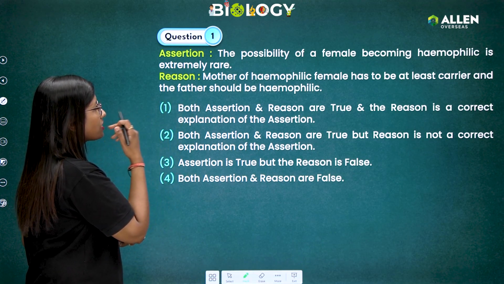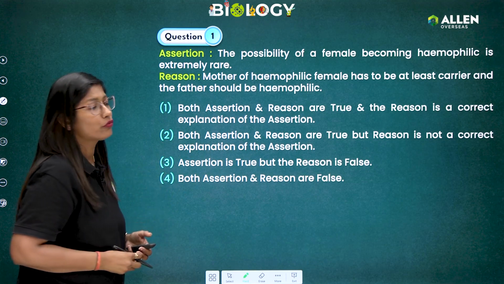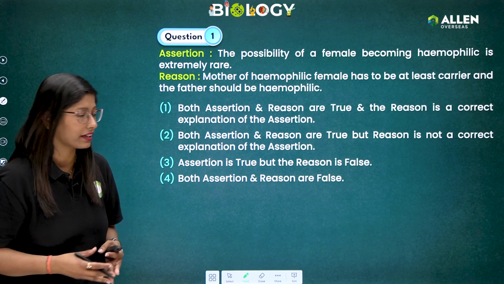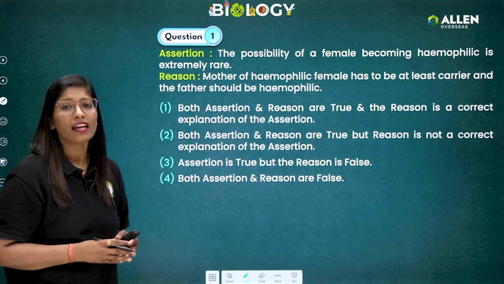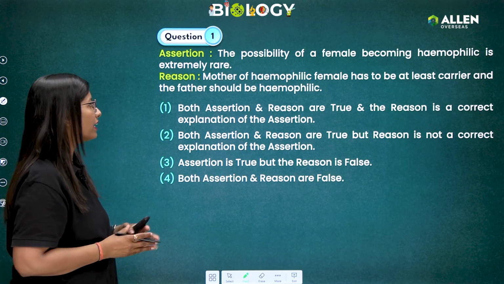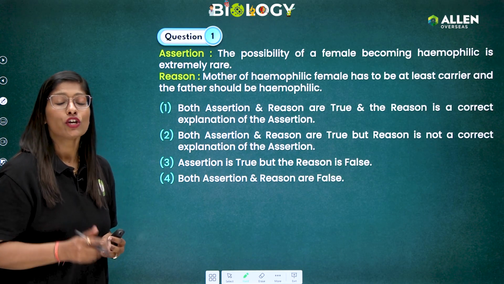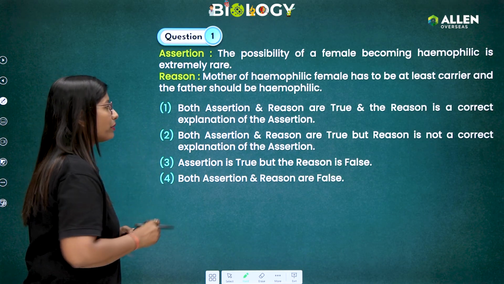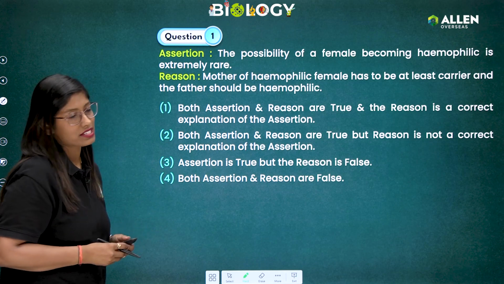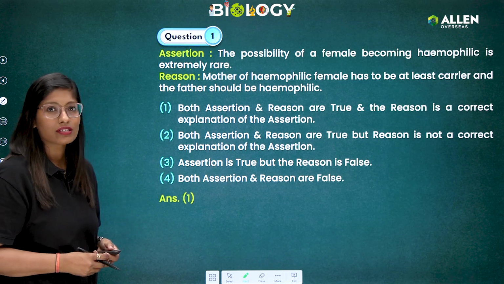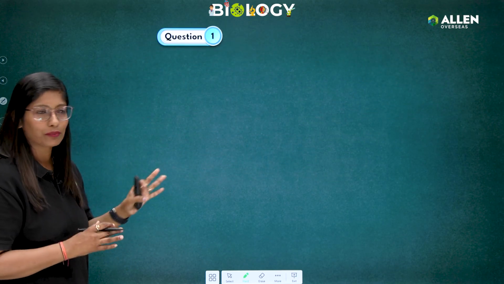Now here the assertion says possibility of a female becoming hemophilic is extremely rare, and that's correct. And the reason for that is that if any female has to be hemophilic, then the mother has to be carrier and the father has to be hemophilic. So the answer to this question is going to be first, that is both assertion and reason are true. So answer is going to be first. Now let us understand how we'll come to it.